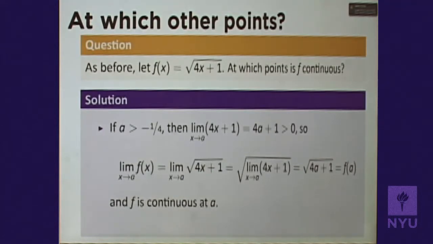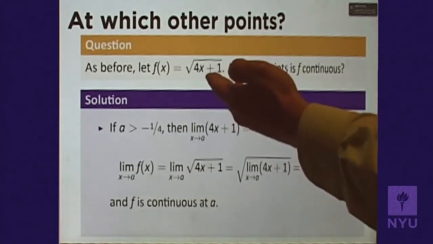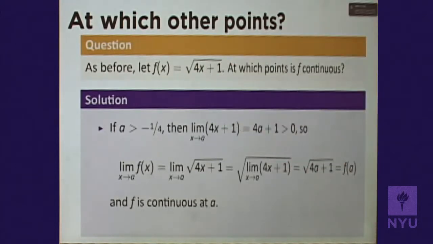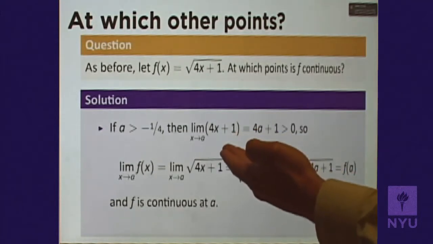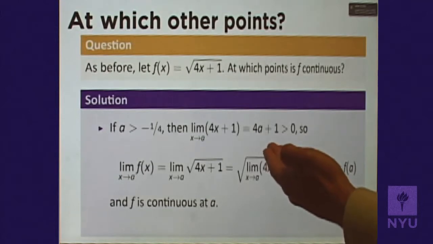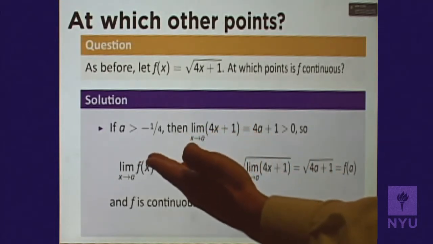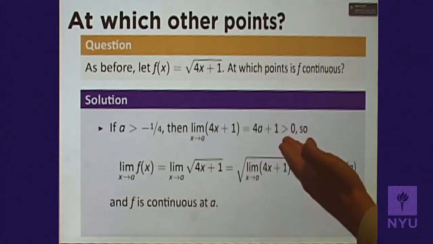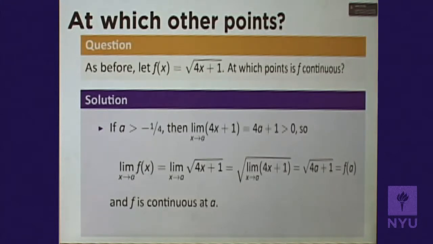Let a be any number which makes the thing inside the square root positive. So as long as a is greater than negative 1/4, then the limit as x goes to a of 4x plus 1 is equal to 4 times a plus 1. If a is greater than negative 1/4, then 4a plus 1 is greater than 0, which means it's okay to take its square root. We can always take the square root of a positive number.